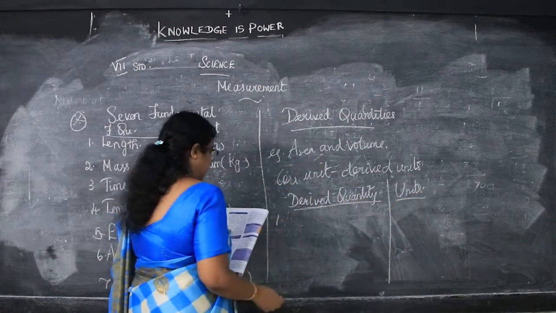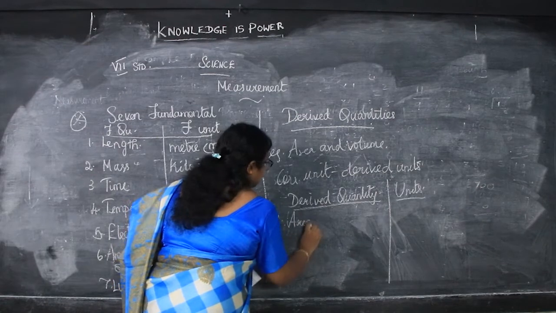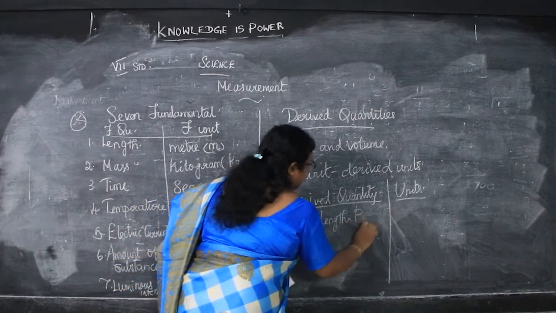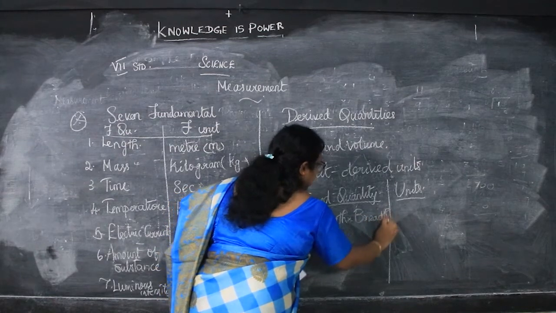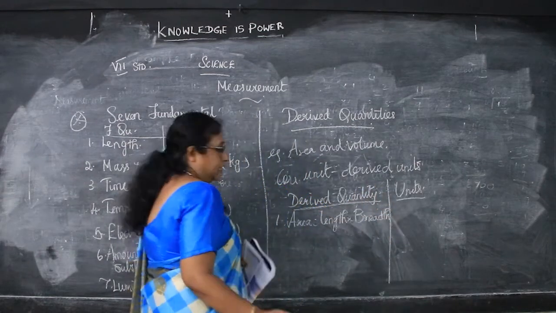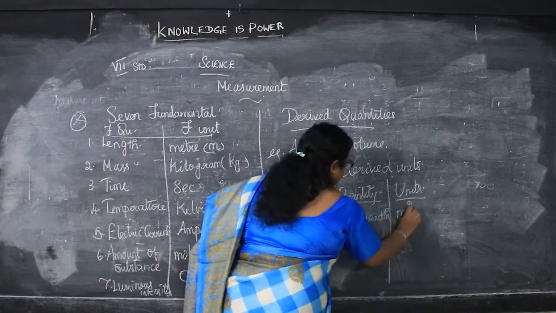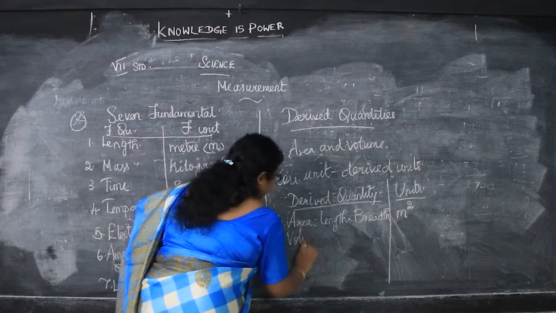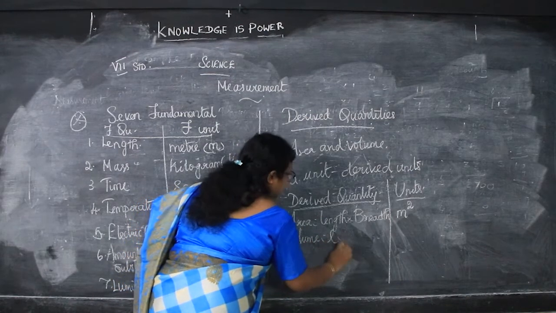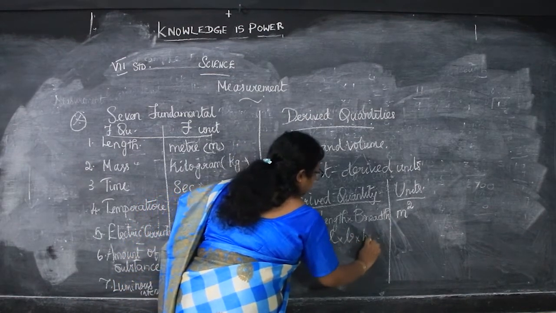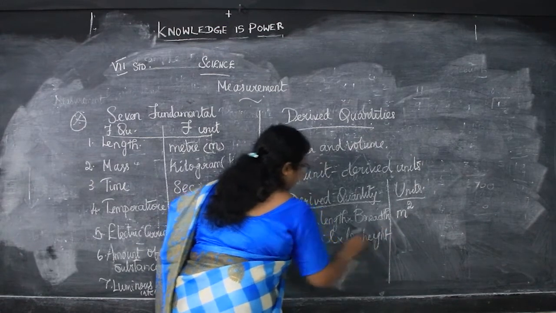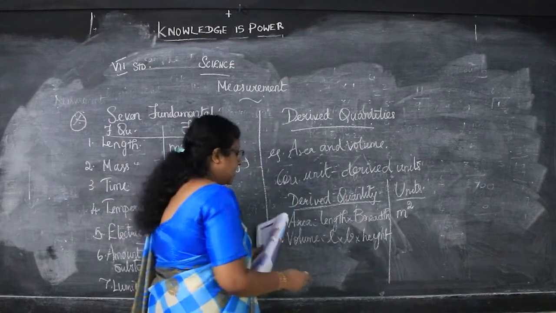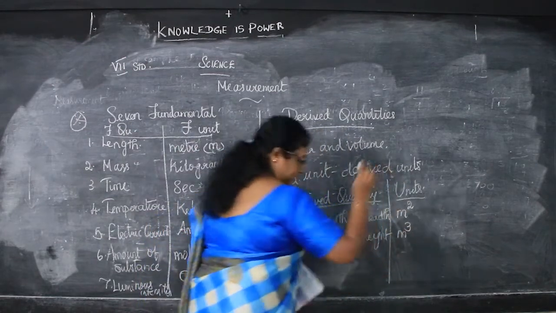So first one, area, that is length into breadth, so area is length into breadth, and the unit is square meter. The next is volume, that is length into breadth into height. L stands for length, B stands for breadth, H for height, and the unit is cubic meter.